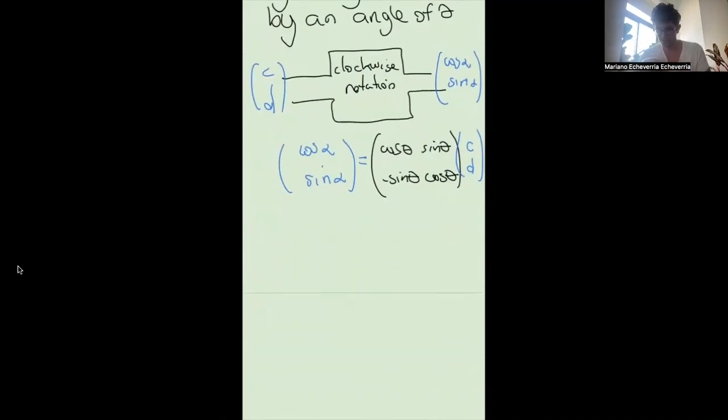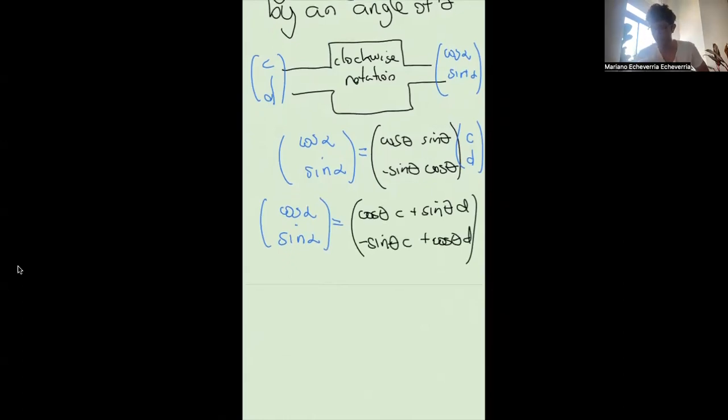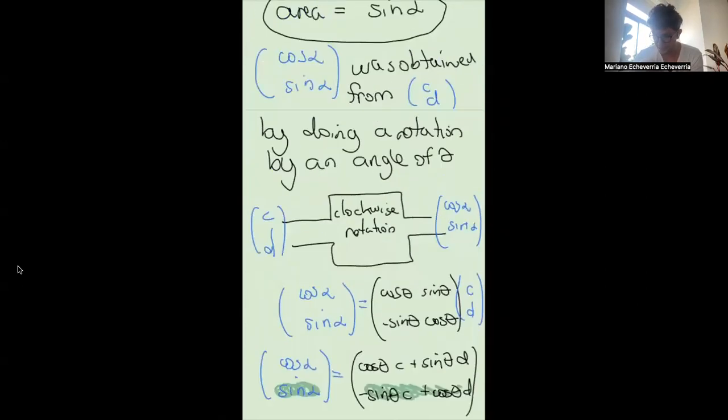So if you do the matrix multiplication, that means cosine of alpha, sine of alpha is cosine of theta times c plus sine of theta times d, and then minus sine of theta times c plus cosine of theta times d. So sine of alpha is what we wanted, right? Because that's what appears in the area.